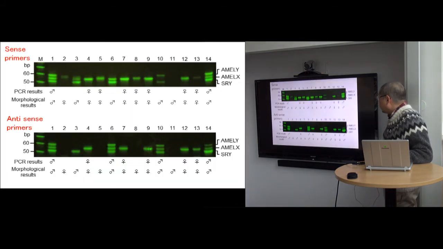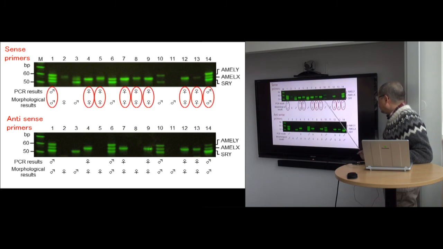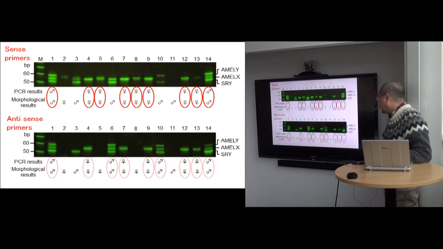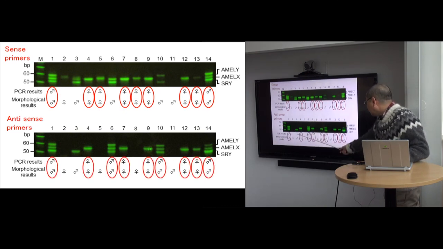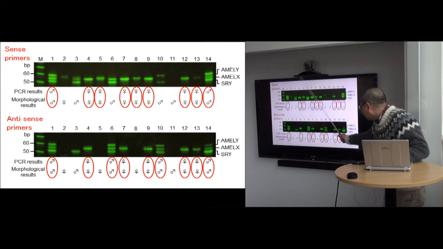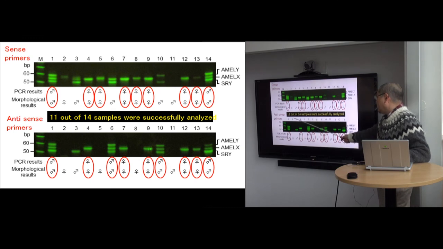So the results are shown here. By using sense primer sets, we can identify that 9 out of 14 samples are correctly sexed. By using antisense primers, the number is the same, 9 out of 14 samples were correctly sexed. But the contents of the samples are different. As a whole, we can identify 11 out of 14 samples.